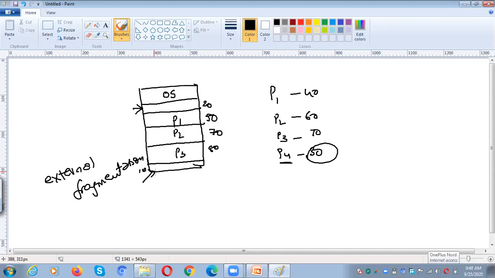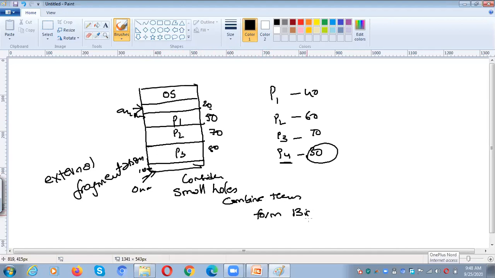Okay. So how can we solve this problem? So this is one hole and this is another hole, right? This is of 20 KB size and this is of 10 KB size. So what can we do? We can move all the small holes and combine them to form a big hole. So this is called compaction.